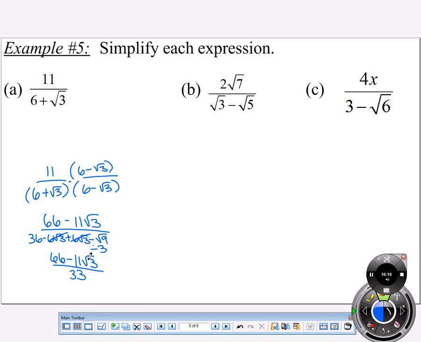Can I simplify this further? Okay, what is a common factor of all terms in the numerator and the denominator? 11. Okay, so really I'm looking at this as if I factored out 11, I would be left with 6 minus rad 3 here. And in the denominator, if I factored out 11, I would be left with this. The 11s would cancel. This is my solution.